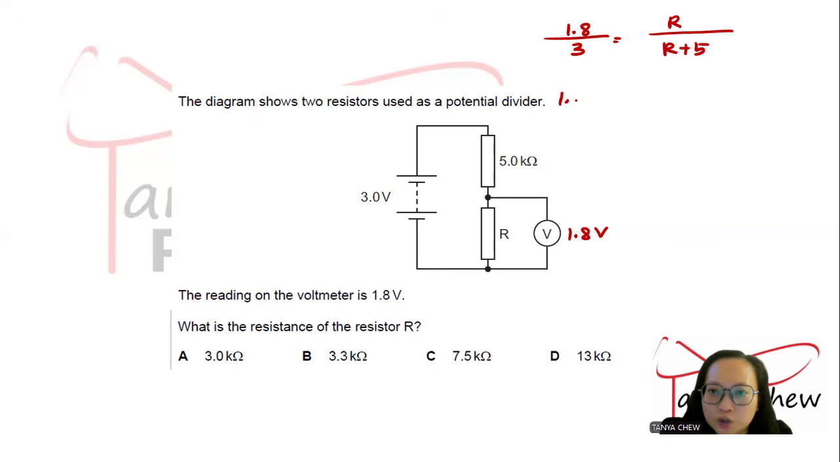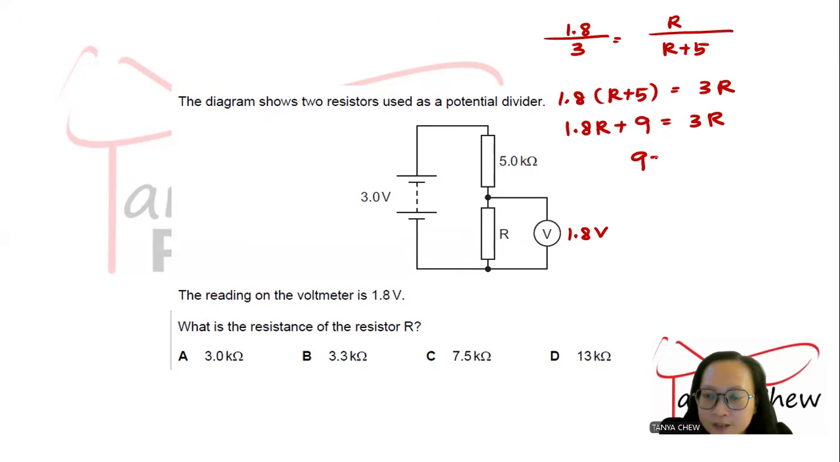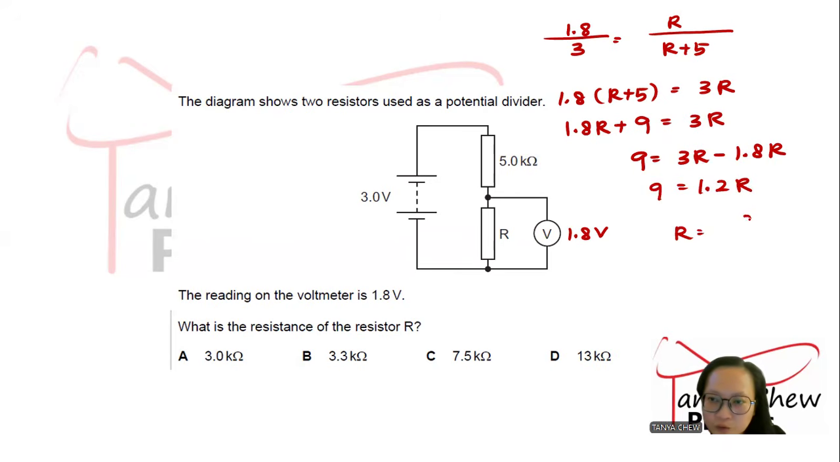Now I do my cross multiplication: 1.8 times (R plus 5) is equal to 3R. So 1.8 times in, you get 1.8R plus 1.8 times 5, you get 9, which is equal to 3R. So you shift this, 9 is equal to 3R minus 1.8R. See that? So your R, which is equal to 1.2R. So R is equal to 9 divided by 1.2, you get 7.5 kilo ohm. C is the answer.